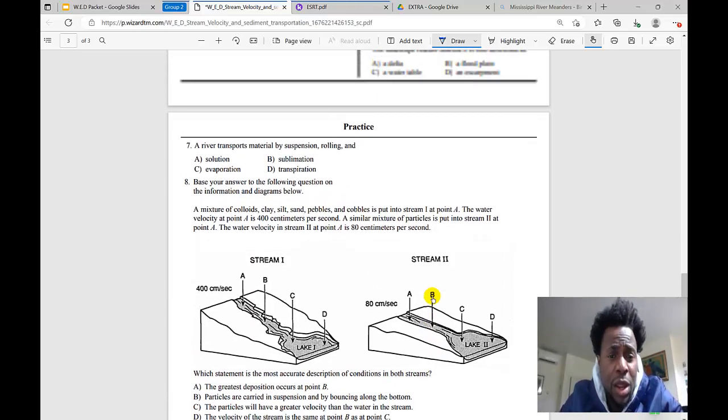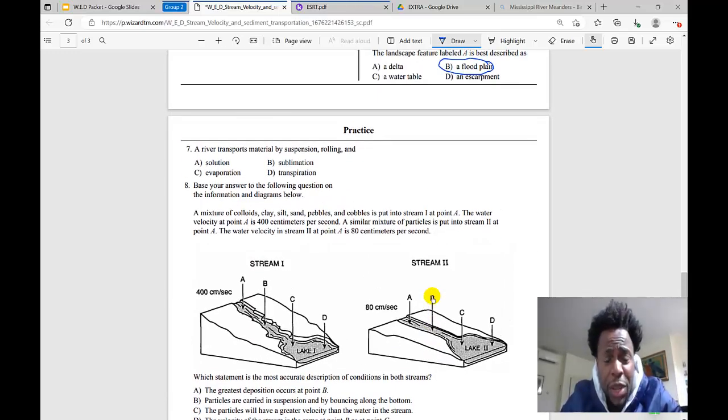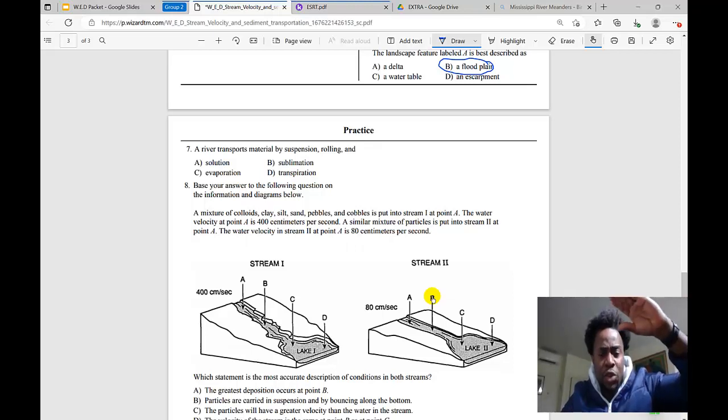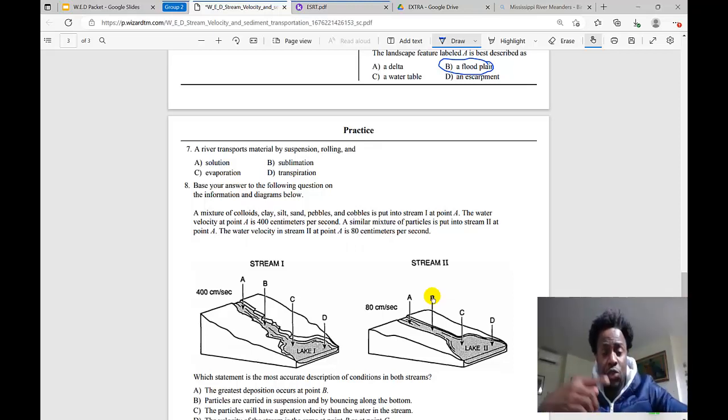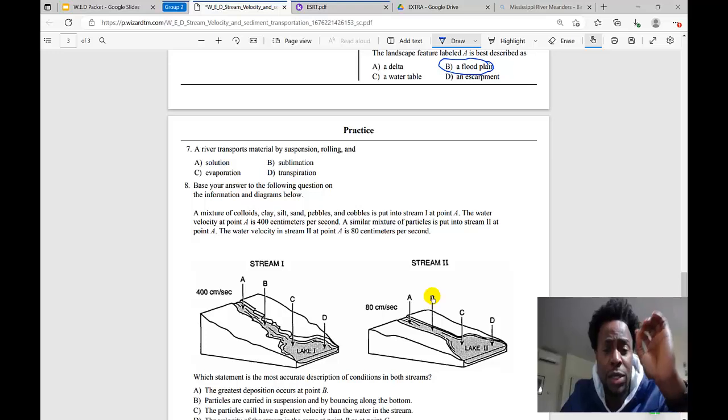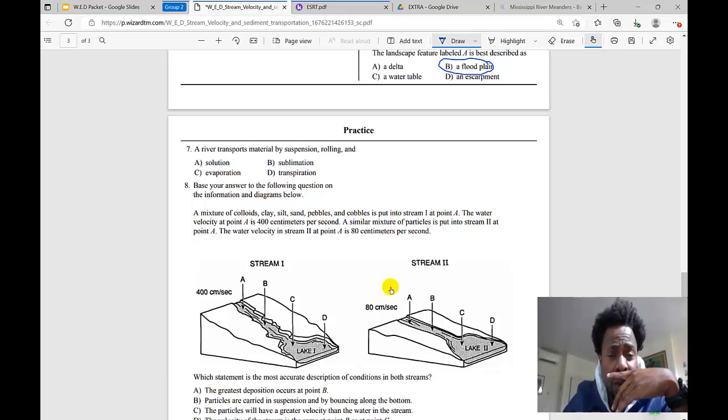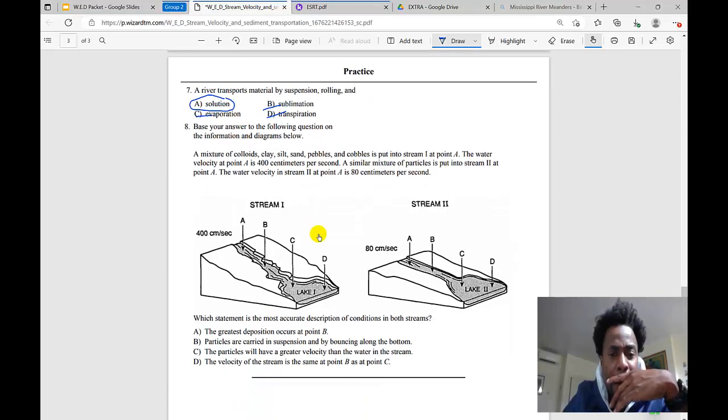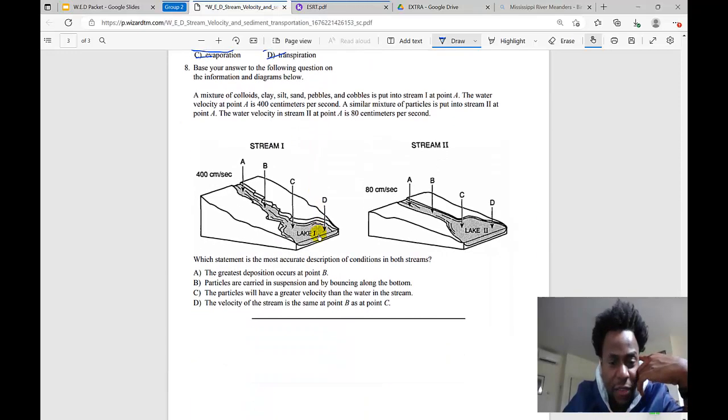Question number 7. A river transports materials by suspension, rolling, and... Suspension is when it's suspended, not touching the ground. Rolling is when it's rolling on the floor, called traction. And then solution is when the sediment is dissolved completely in the water. So definitely it's not sublimation, it's not transportation, it's not evaporation. Our answer here is solution. All right, question number 8, and I think that's the final one.